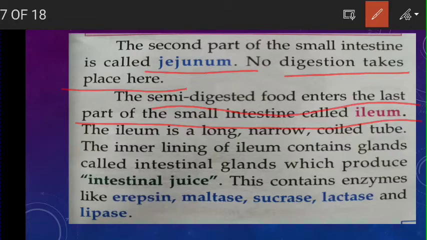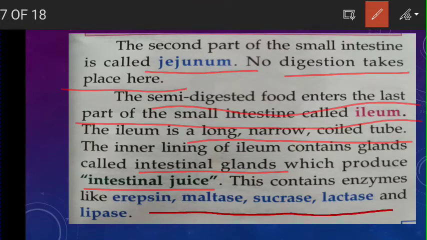The ileum is a long, narrow, coiled tube. The inner lining of the ileum contains glands. What is the name of that gland? Intestinal glands. And which type of juice do they produce? Intestinal juice. Clear? This contains enzymes like erepsin, maltase, sucrase, lactase and lipase. Okay.